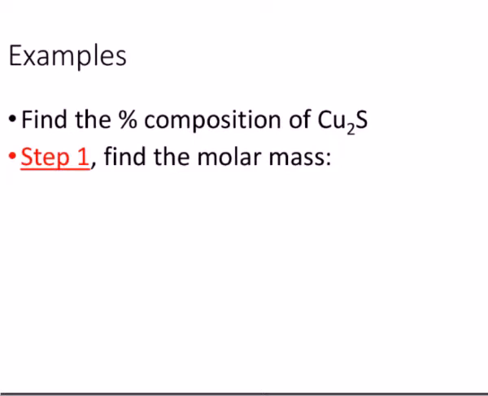Step 1 is to find the molar mass of the entire compound. If you write it down like I showed you yesterday, it's going to make your percent composition calculation very easy. So I've got copper. I've got sulfur. How many copper atoms do I have? 2. How many sulfur atoms?